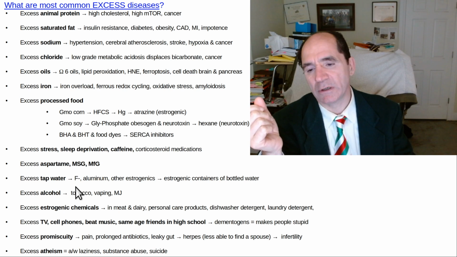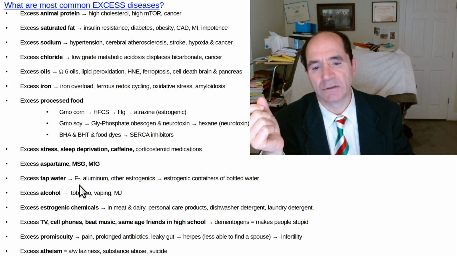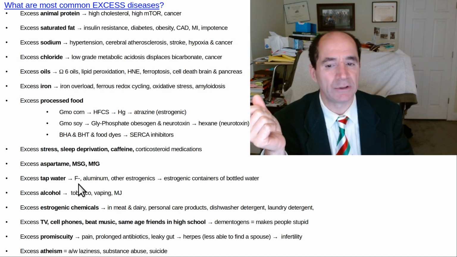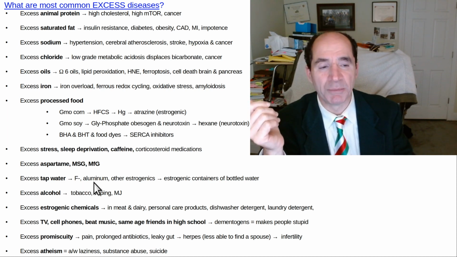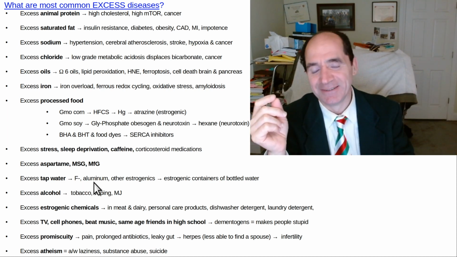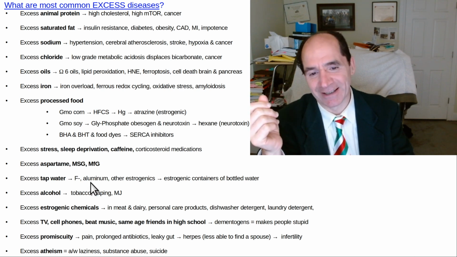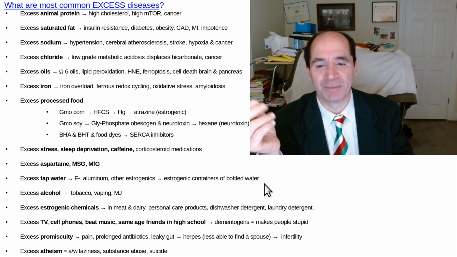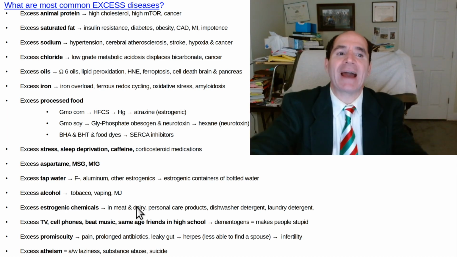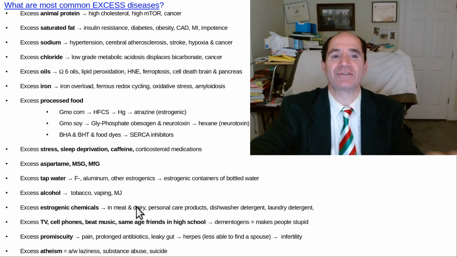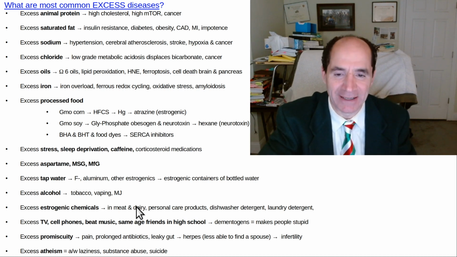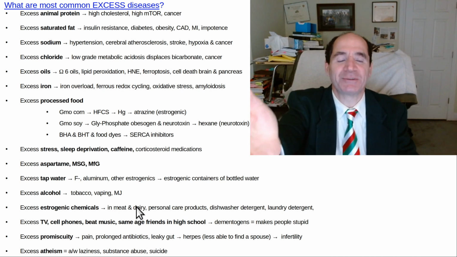Excess tap water contains a lot of estrogenic chemicals. Also contains F minus, which is neurotoxic. That's well known now. Contains aluminum, the so-called clarifier, which is a dementogen and estrogenic chemical. Estrogenic containers of bottled water. Excess alcohol. So you see what I'm saying is these are just common toxins. There's a lot of other stuff that's real bad that's not as common. But almost all of this stuff is pretty easy to avoid.